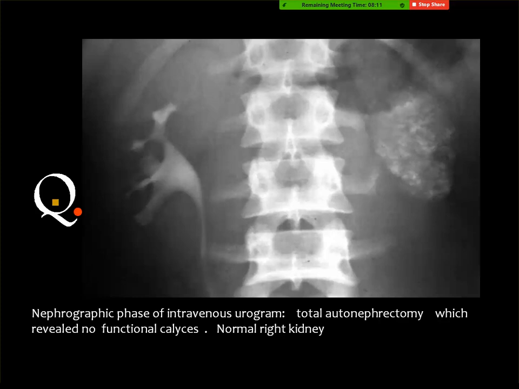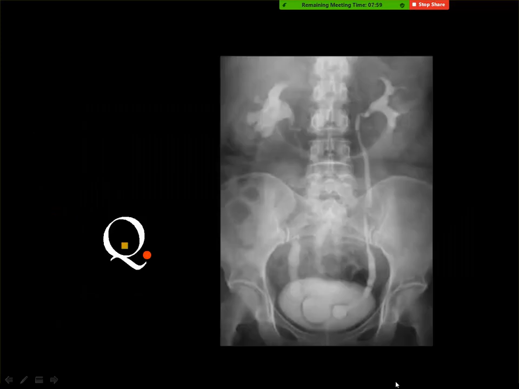Maybe the left side of the kidney. Yes, you should remember this every now and then. Whenever you see calcium, and the kidney is small and not functioning, you think of renal tuberculosis.